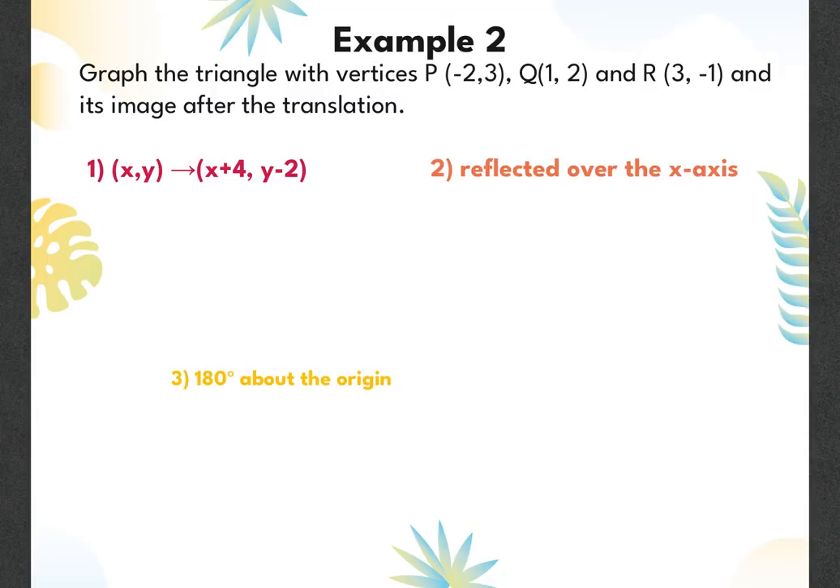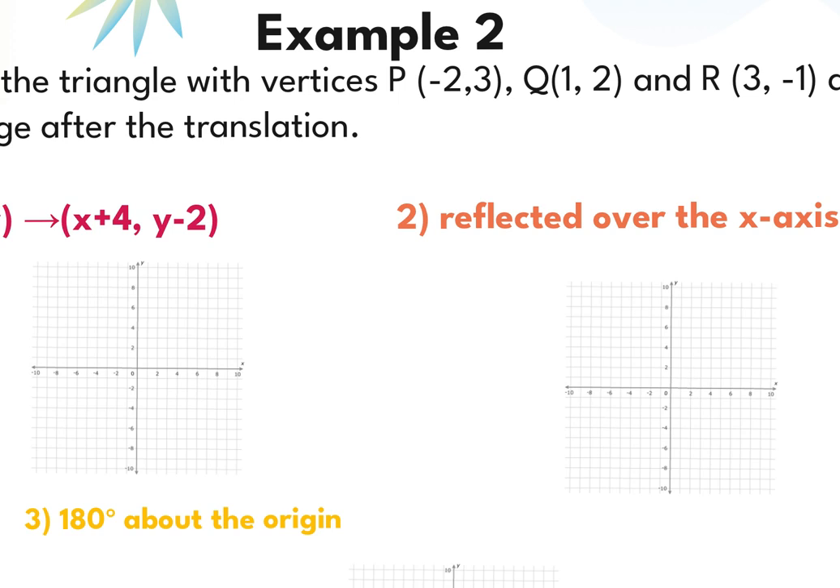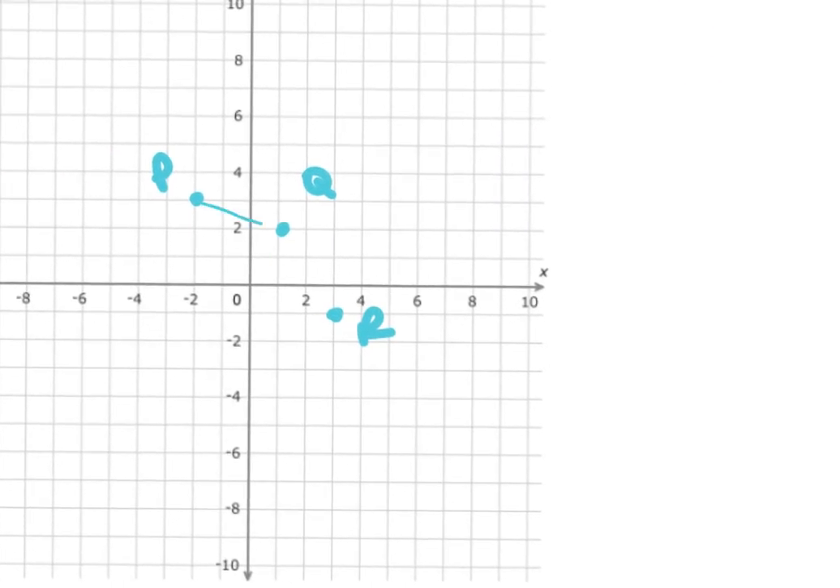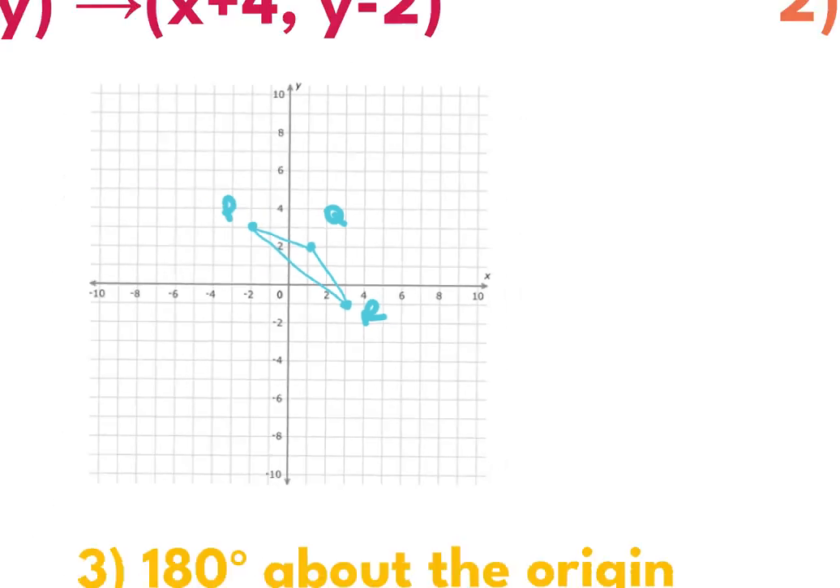All right, example 2 says, graph the triangle with the vertices of P, Q, R, and then its image after its translation. So I'm going to pull in a coordinate grid for each of these. Okay, so now we're going to graph them. They always will start with the original pre-image being -2, 3, 1, 2, and 3, -1. So this would be our pre-image.